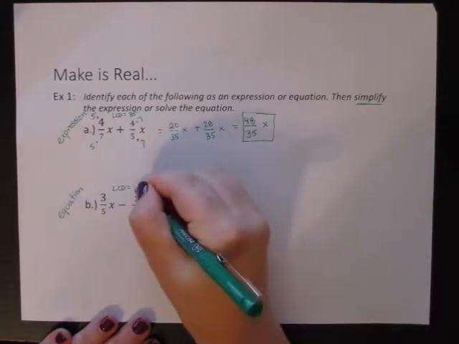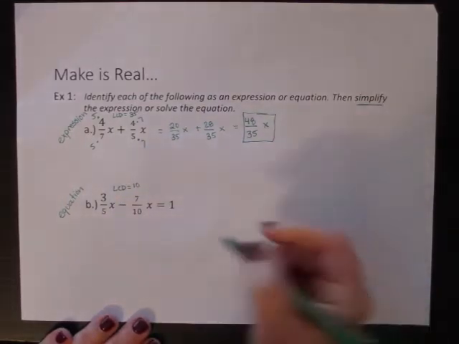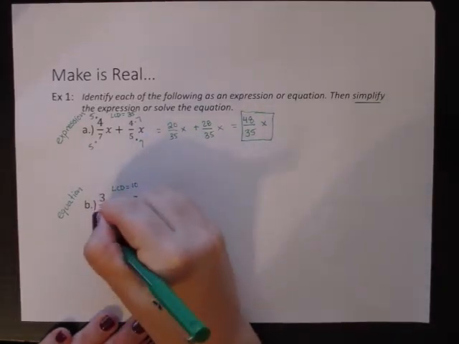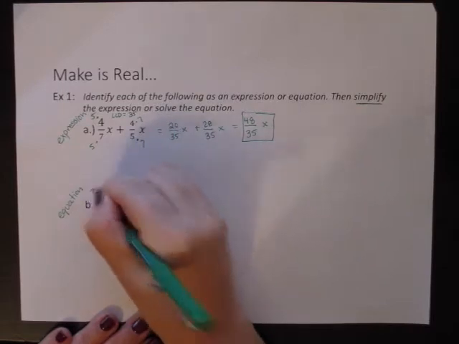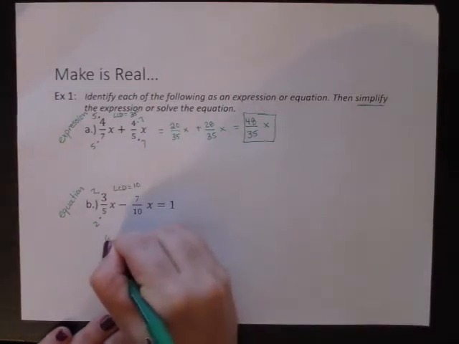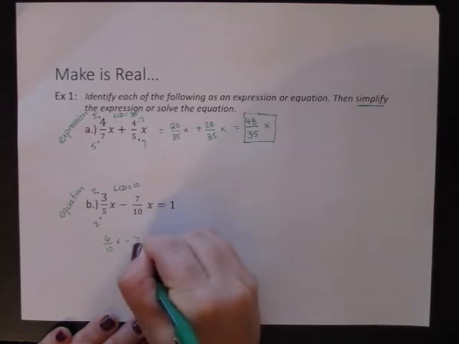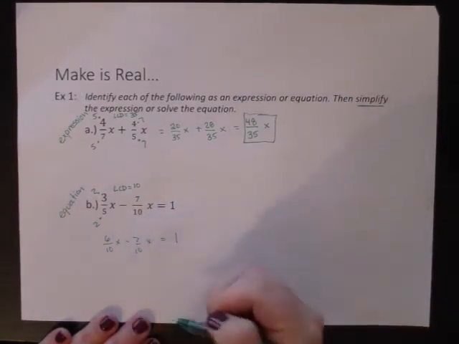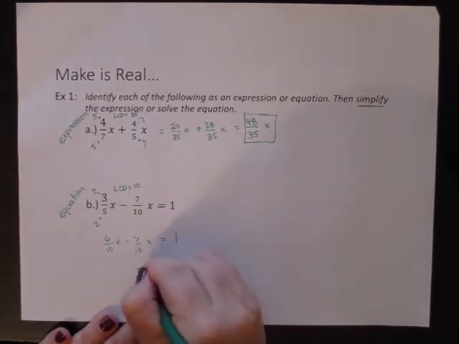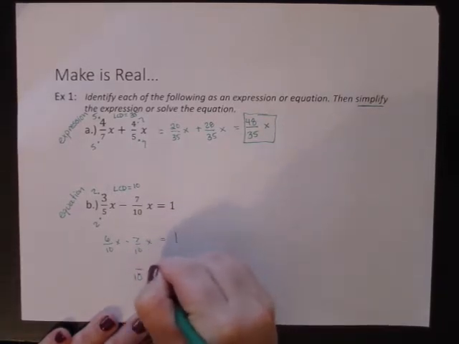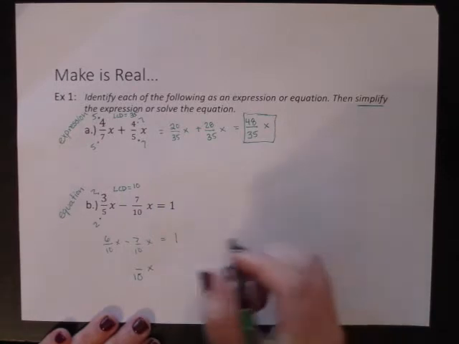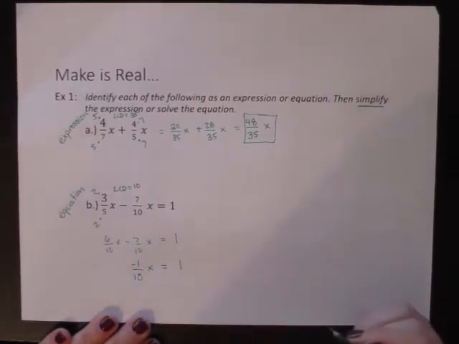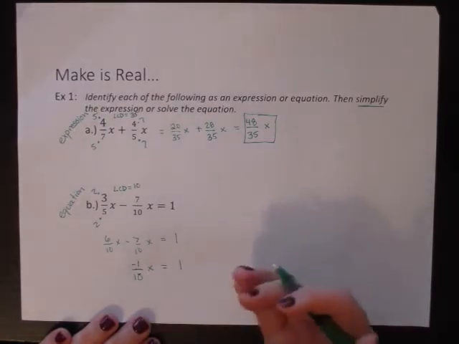For 5 and 10, our LCD is going to be 10, so we only need to change the first one. 5 times what gets me to 10? That would be 2. What I do to the bottom, I have to do to the top. So I get 6 over 10x minus 7 over 10x equals 1. Because my denominators are the same, I keep that denominator of 10x, and I go 6 minus 7, which gives me negative 1, equals 1. And my goal, remember, for an equation is to solve it.